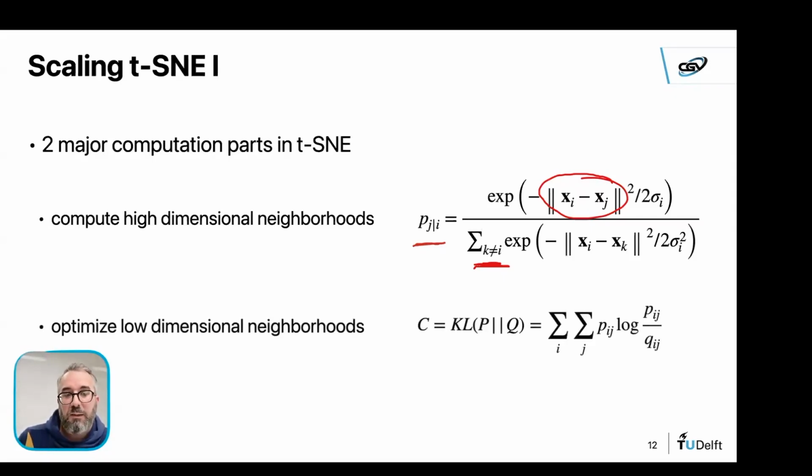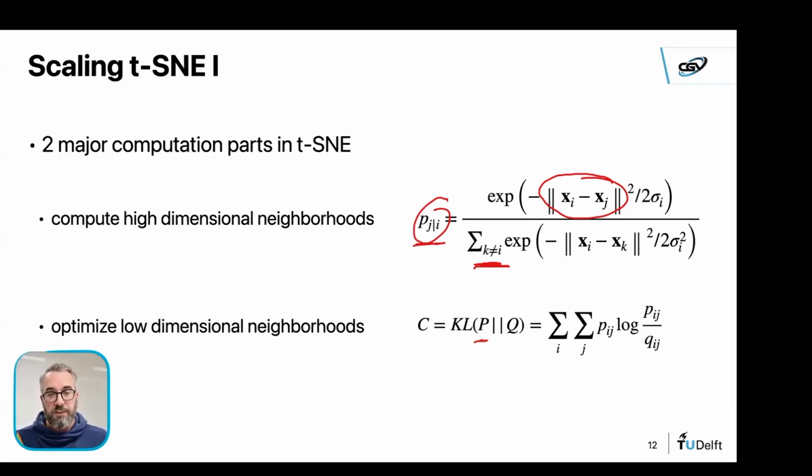The second part is then optimizing the low-dimensional neighborhoods. And what we do here is calculating or minimizing what's called the Kullback-Leibler divergence. So basically the distance between two probability distributions. Probability distribution P is basically all of these Pij's in a matrix. And then we have the same Q in the two-dimensional space.